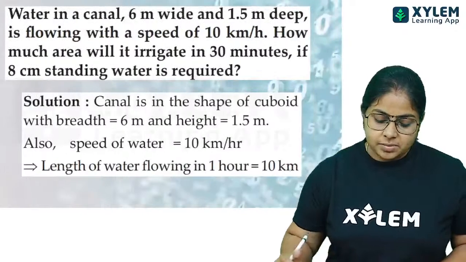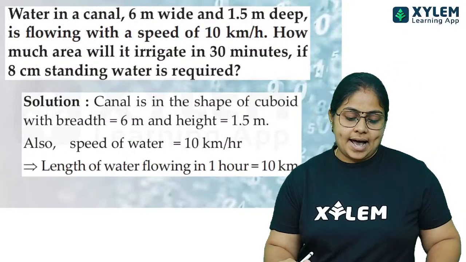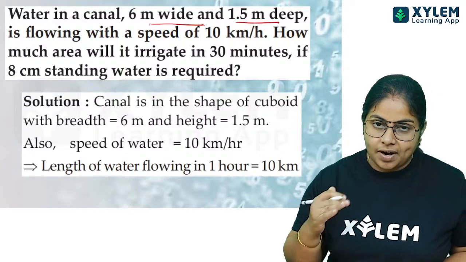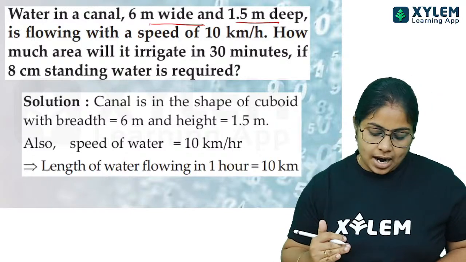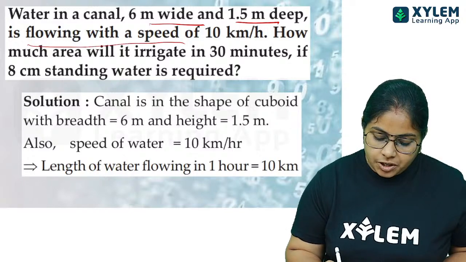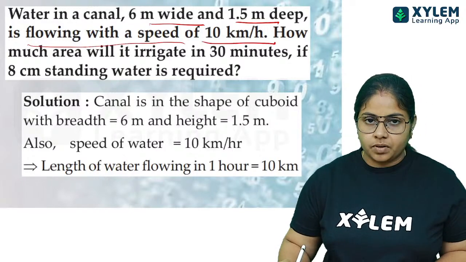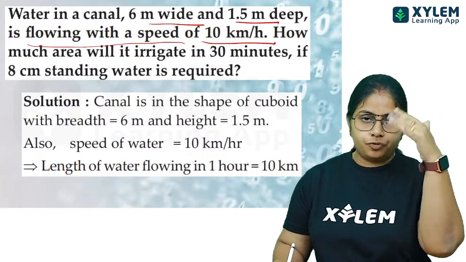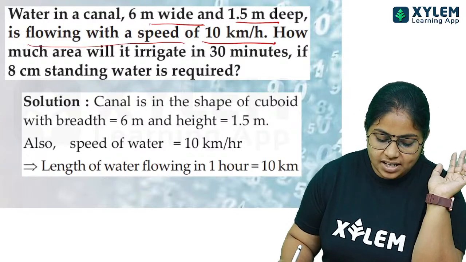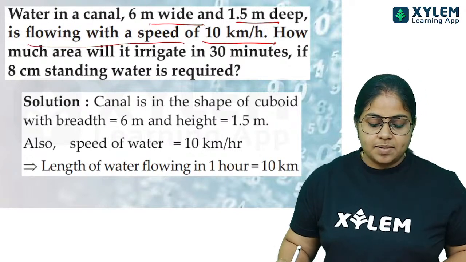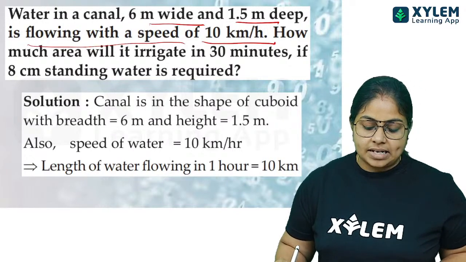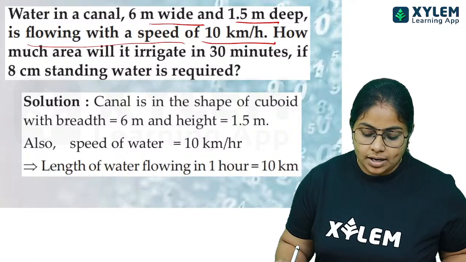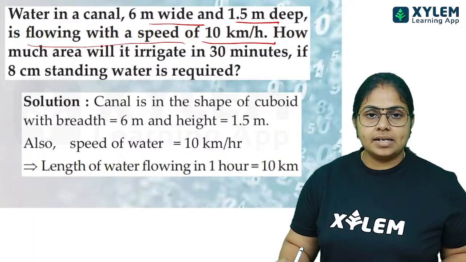Okay, next question. Water in a canal 6 meter wide and 1.5 meter deep, ആഴം, is flowing with a speed of 10 kilometer per hour. Okay, per hour 10 കിലോമീറ്റർ ഡിസ്റ്റൻസിലാണ് അത് ഫ്ലോ ചെയ്യുന്നത്. How much area will it irrigate in 30 minutes if 8 centimeters standing water is required?